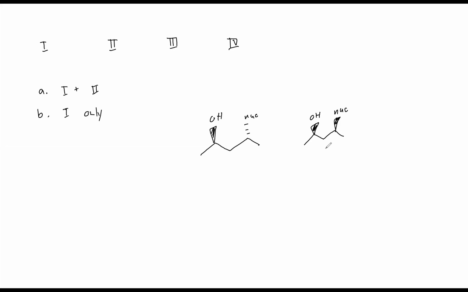Now we're going to talk about how to tell if something's actually going to be Sn1 or Sn2. So, Sn1 versus Sn2. The first thing we're going to talk about is the alkyl halide, so what kind of R-X we have attached to, such as primary, secondary, tertiary.